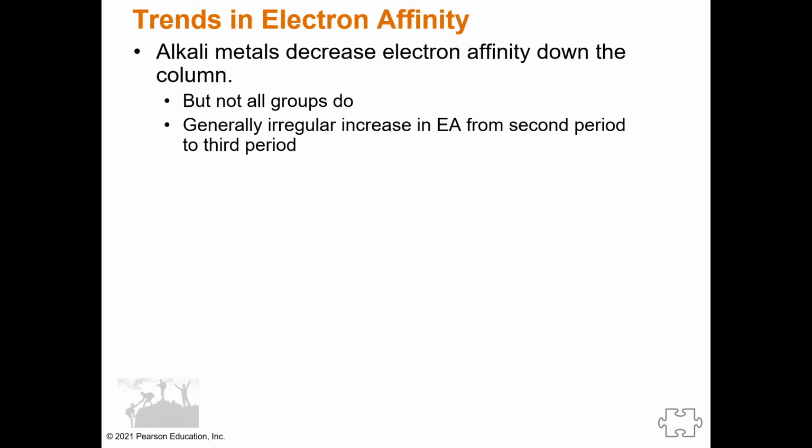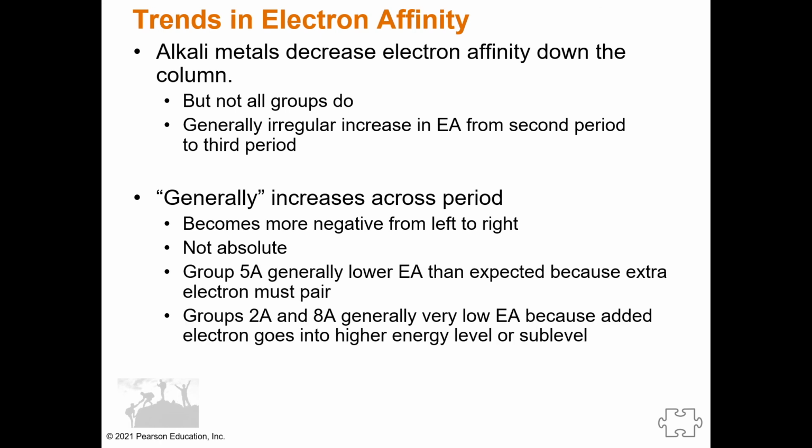Now let's take a look at the trends in electron affinity. When you go down the column, the electron affinity decreases sometimes. When we move across the period, going from left to right, it becomes more negative sometimes. So the trends here for electron affinity are a little bit wishy-washy. But what you should know for sure is that halogens would have the highest electron affinity in any given period.